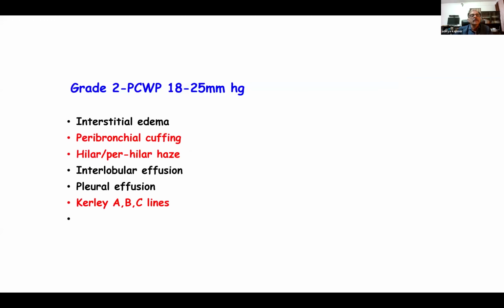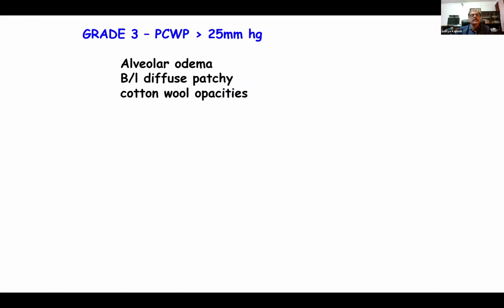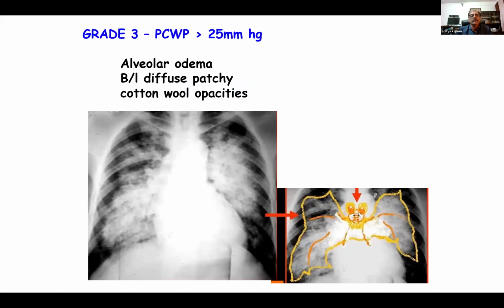And grade 2, I think Amit also answered, peribronchial cuffing. So clearly see the peribronchial cuffing here. And grade 3 is the alveolar edema or pulmonary edema.